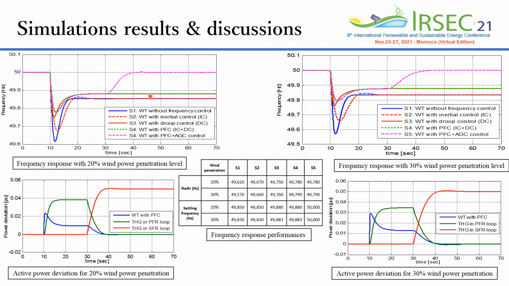The simulation results show that the participation of the wind turbine in frequency control gives a good improvement in frequency response. This table summarizes the results of the frequency response performance for the 5 scenarios. Also, the application of the AGC permits frequency to return to its nominal value.